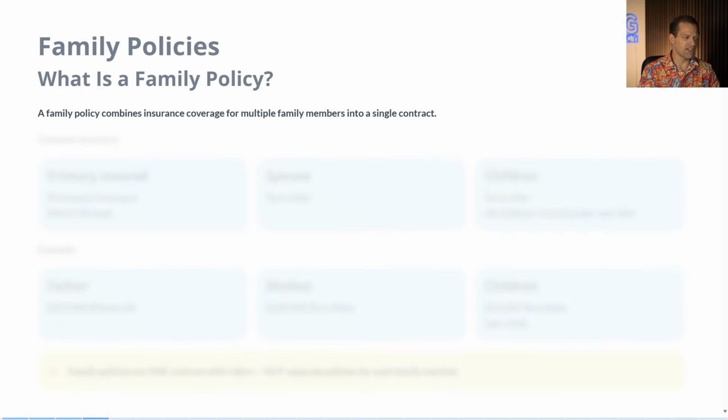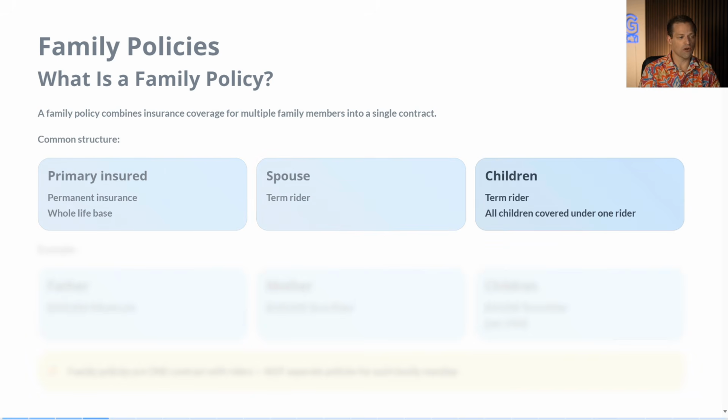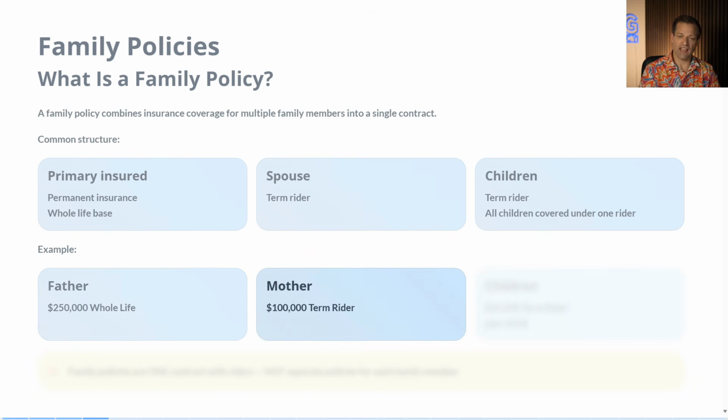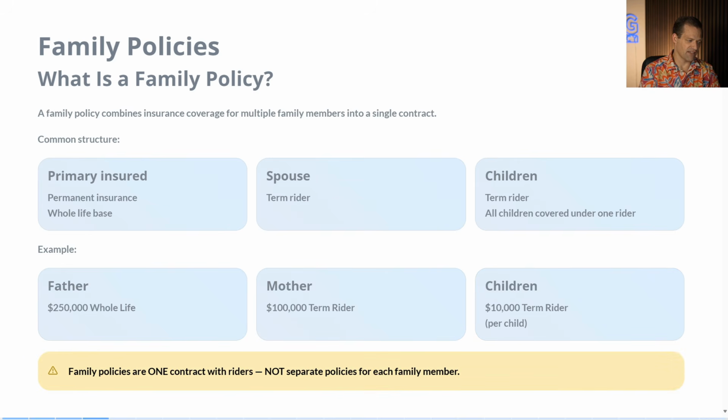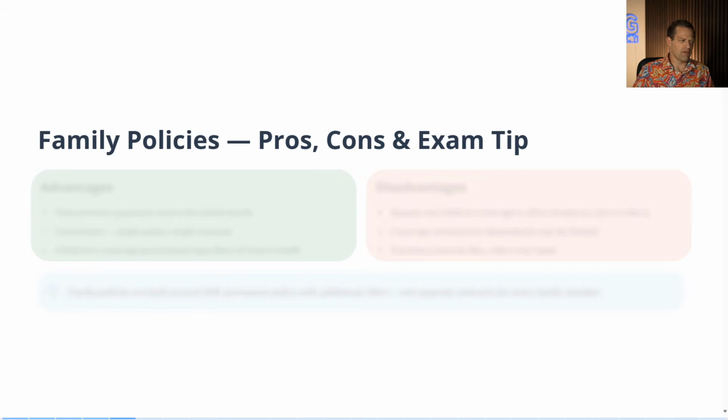So a family policy is where you combine an insurance policy for multiple family members into a single contract. What you see is a primary insured, a spouse as a term rider, and children as term riders. So the father, let's say, is $250,000 insured. The mom is $100,000 insured on a term rider. And then the term rider for children is $10,000. So bottom line, family policies are one contract with riders, not separate policies for each family member.